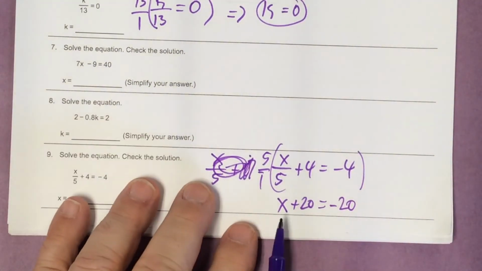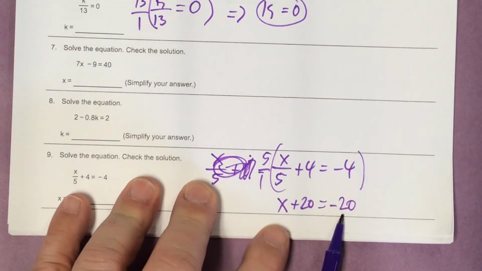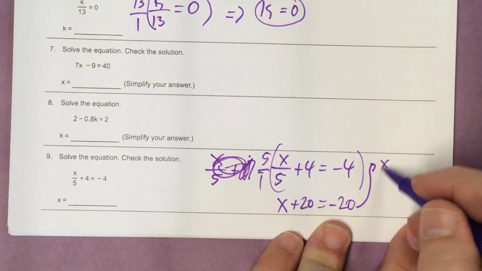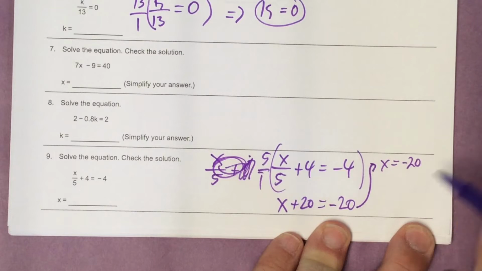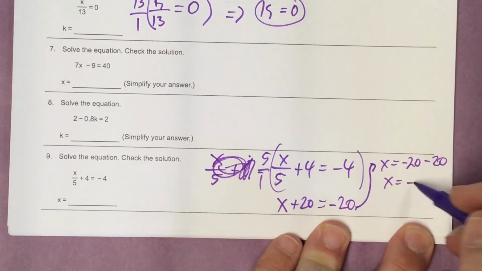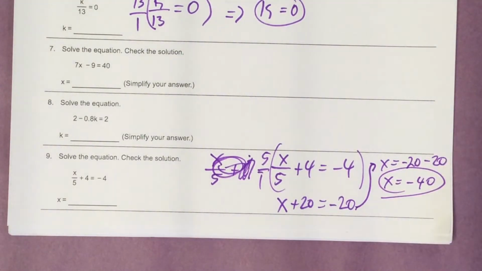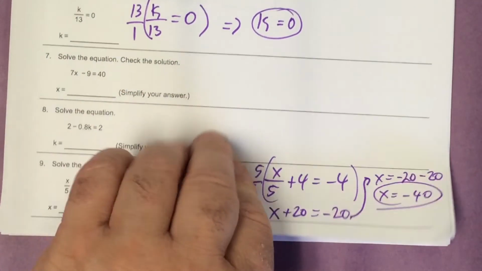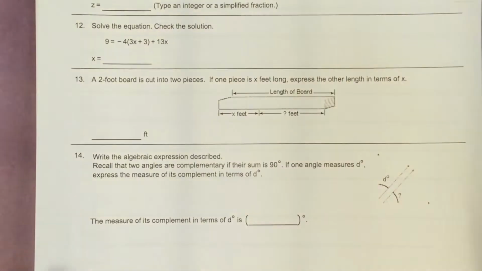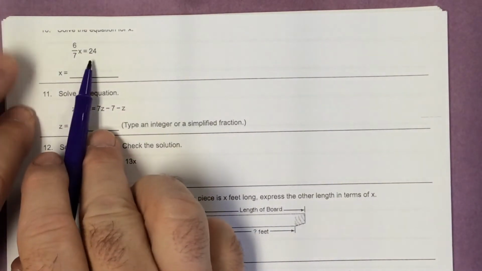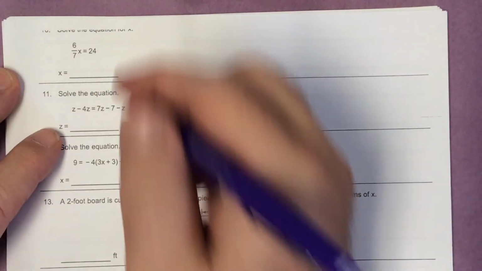So my current equation is x plus 20 equals negative 20. Based on what we learned in class, I'm going to bring this 20 over here as minus 20. So that's going to give me x is equal to negative 40. And that's going to be the answer for equation number 9. Taking a look now at the work in problem number 10, we have 6/7 x equals 24.